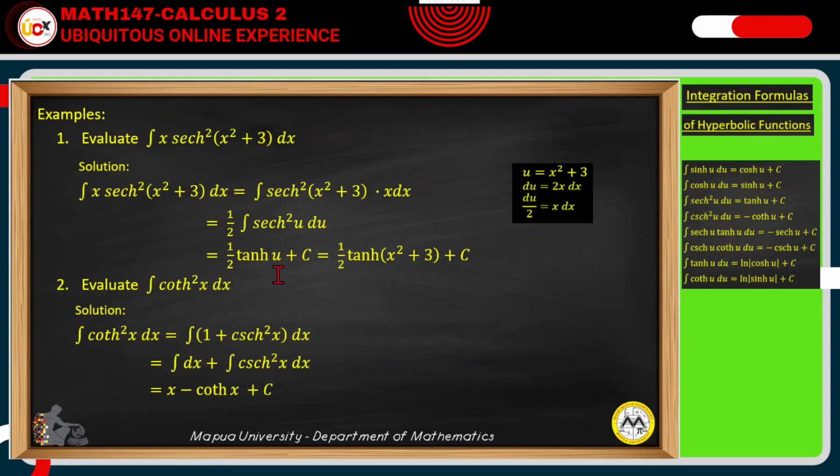But again, same as in the previous discussion, because the given integrand is in terms of the x variable, we have to rewrite the final answer in terms of the x variable. In this case, since the value of u is x squared plus 3, the final answer is 1/2 times the hyperbolic tangent of u, where u is x squared plus 3, plus the constant c.